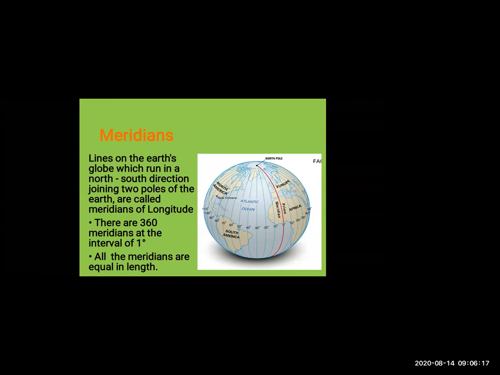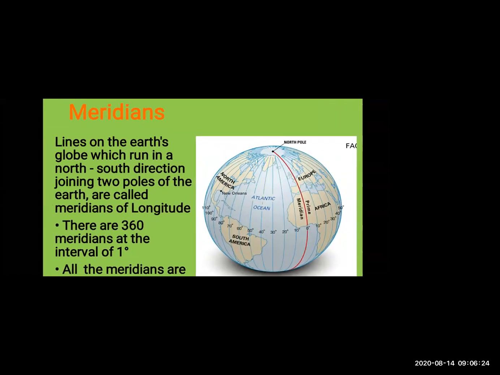Students, in the last chapter, we have studied meridians and parallels, and how the meridians and parallels are drawn on a map or globe. So let us revise meridians. First, you can see this figure. Meridians are the vertical imaginary lines on the Earth's globe which run in the north-south direction, joining the two poles of the Earth, that is North Pole and South Pole.